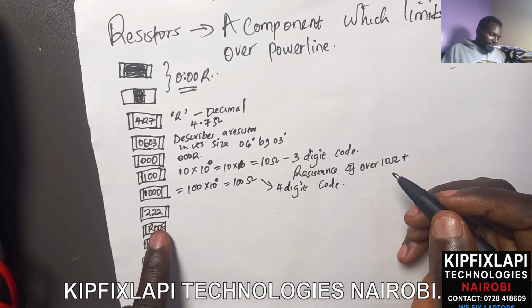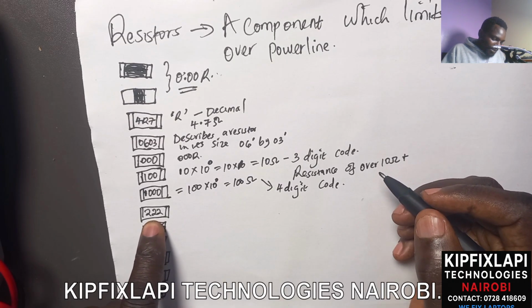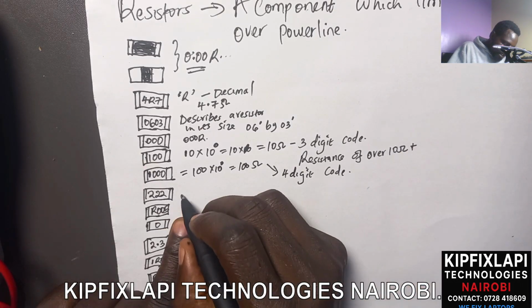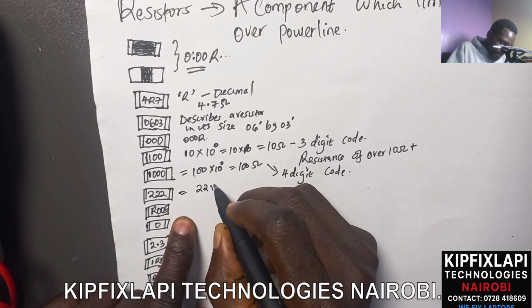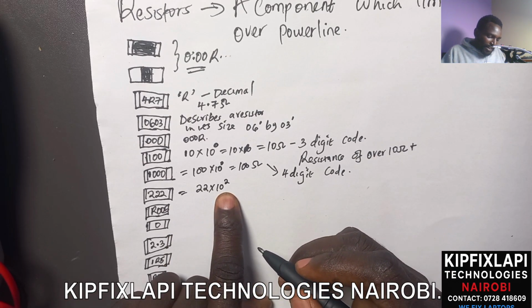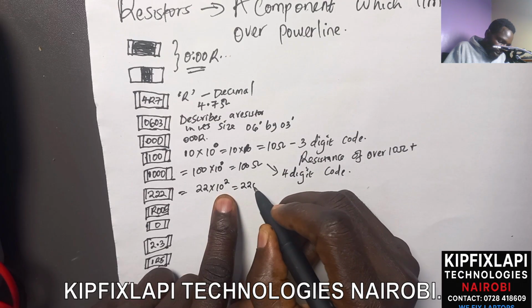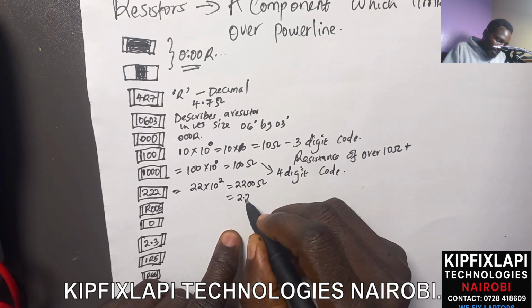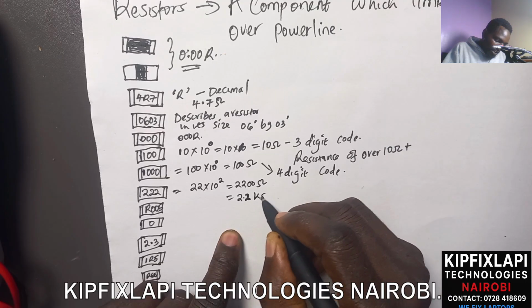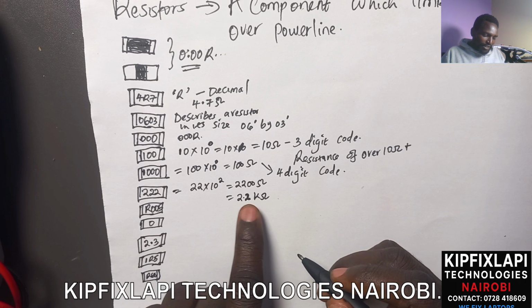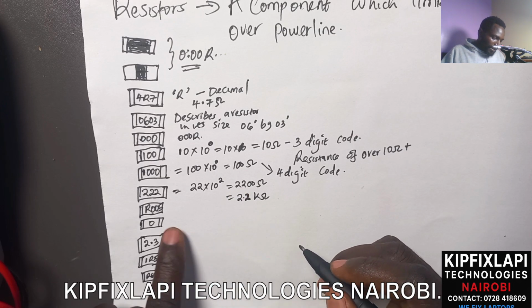Then the next one is this 222. It is a 3-digit code, the same as this one. So it means this one is 22 times 10 raised to 2. 10 raised to 2 is 100. So this is 2200 ohms resistance, which is also written as 2.2 kilo ohms. Yes, because 1,000 ohms is equivalent to 1 kilo ohm. So this one is also written as 2.2 kilo ohm.